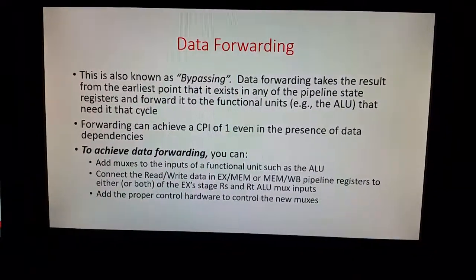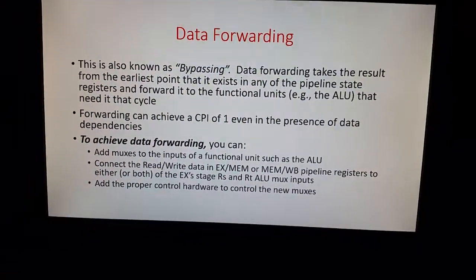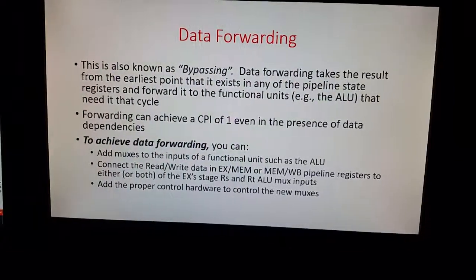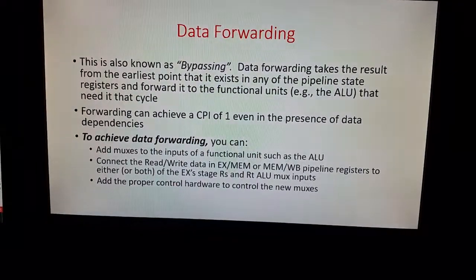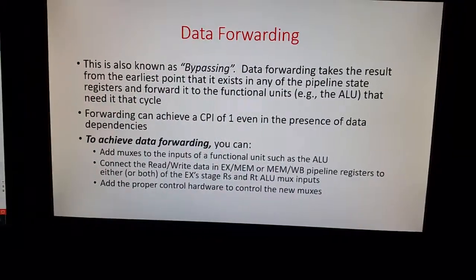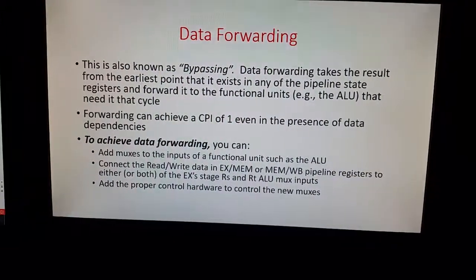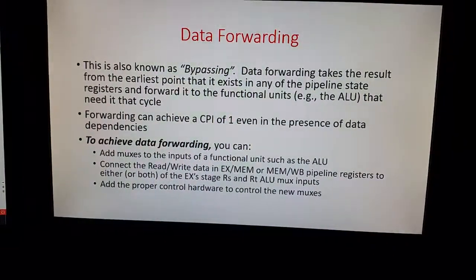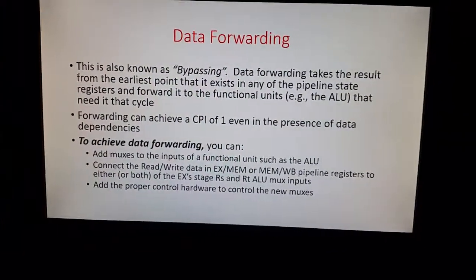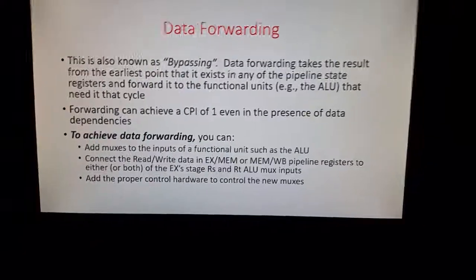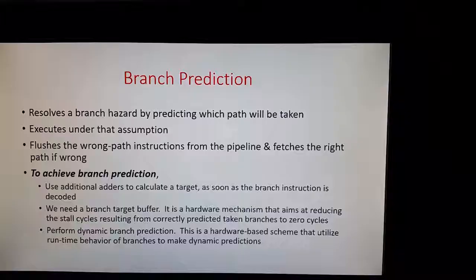In order to achieve data forwarding, this is pretty much how you do it. You can add muxes to the inputs of the functional unit, such as the ALU. You can connect the read-write data in the execute memory or the memory write-back pipeline registers to either or both of the execution stage registers at the ALU mux input. Or you can add the proper control hardware to control the new muxes. So in order to get data forwarding, these are a couple of things that you can do.